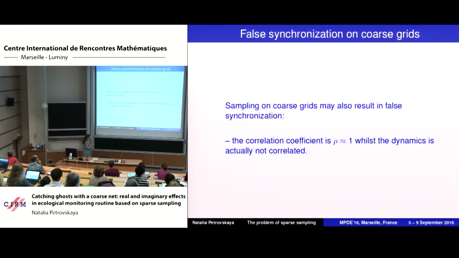And finally, let me mention another example of what we call false synchronization, or sometimes ghost synchronization. That is how the title of my talk appeared. This is the situation when on coarse grids, because of inaccurate evaluation, we may observe a correlation coefficient which is pretty high, and we conclude about the existence of synchronization. But in reality, the dynamics is not correlated.